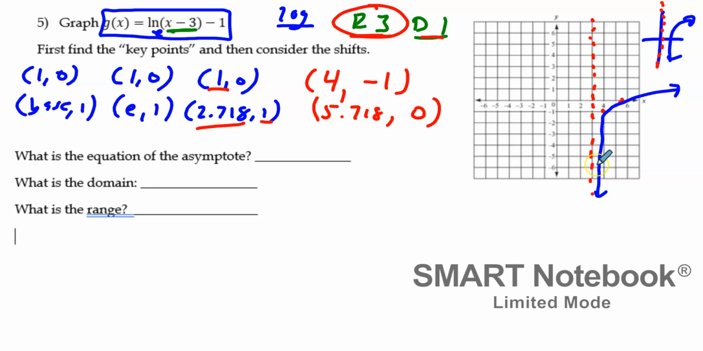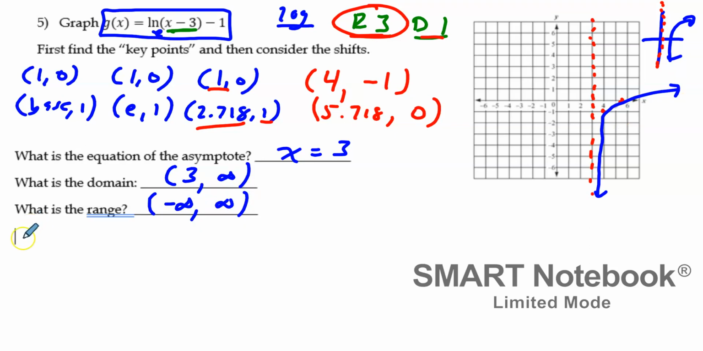So the equation of that asymptote, it crosses the x-axis at 3. So we have x equals 3 there. The domain of this function from left to right, the first x value that exists is 3 not included to the right to infinity. The range, the graph goes forever down and forever up. So we have negative infinity to positive infinity.